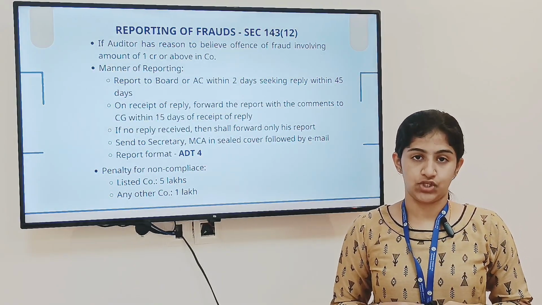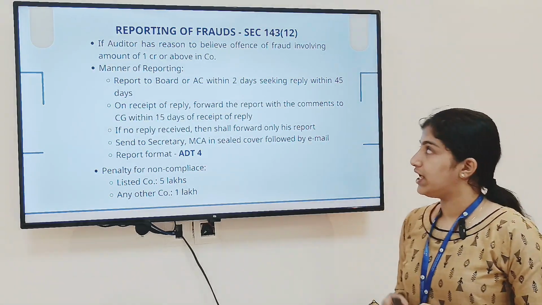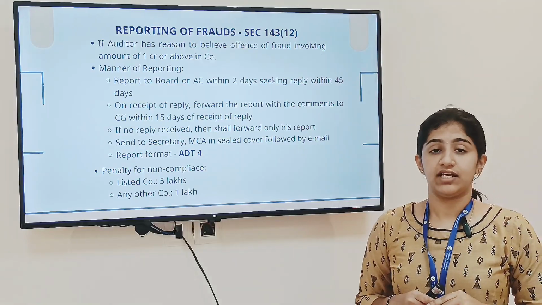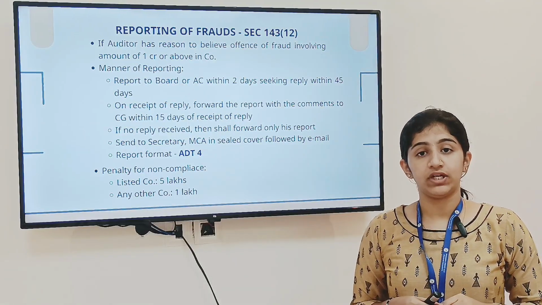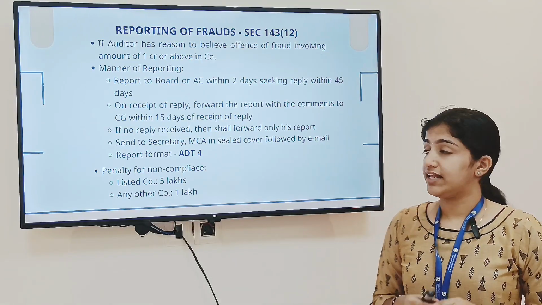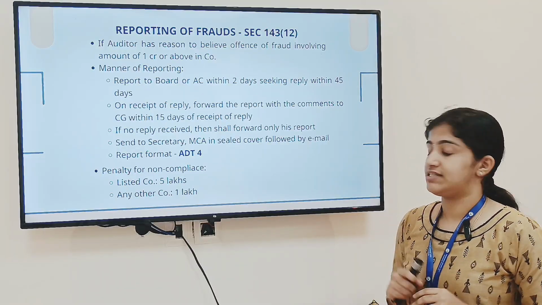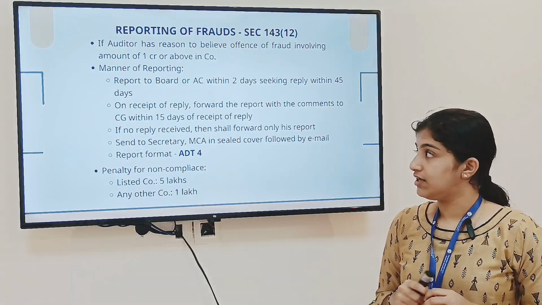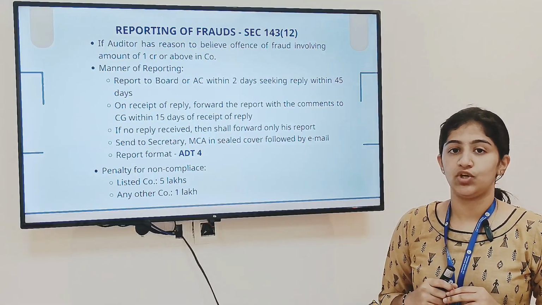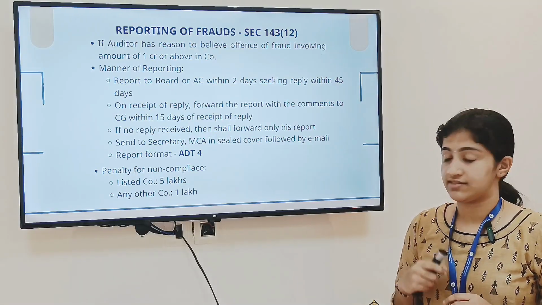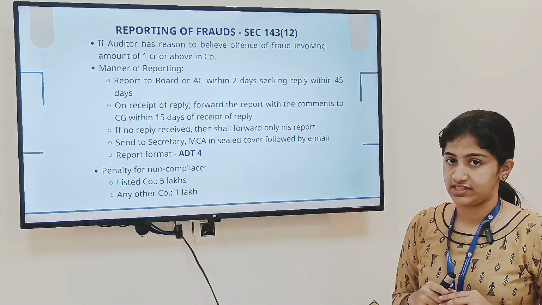Section 143, subsection 12. Reporting of fraud. If the auditor has a reason to believe there is an offence of fraud, if the amount is greater than 1 crore, then the same has to be reported to the audit committee or board within 2 days, seeking reply within 45 days. On receipt of the reply, the same shall be forwarded to the central government with his comments within 15 days of receipt of the reply.